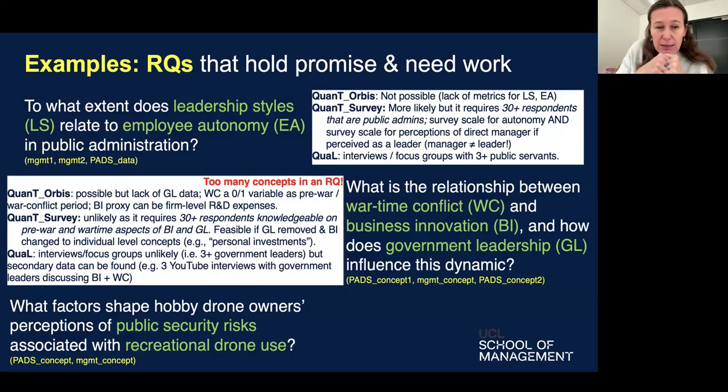That's possible. And business innovation for the firm can actually be proxied with the research and development expenses of those firms. So I think a possibility is there for quant data from Orbis. Unlikely to get quant data from surveys for this question because it requires your 30 plus respondents to be knowledgeable, both about pre-war and wartime aspects of business innovation and government leadership. These people are very hard to find.